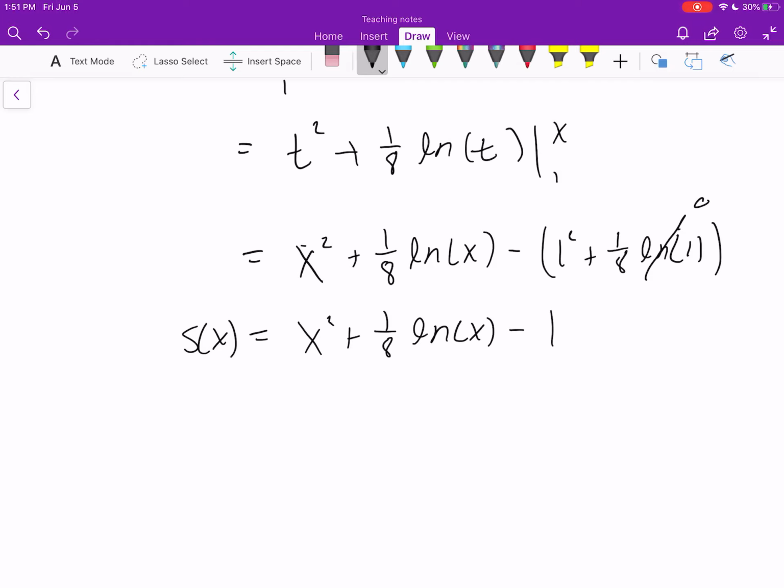And you'll need to be able to do this in Calc 3. Sometimes it's easier to write things in terms of the variable s than it is to write them in terms of x. And so you'll need to be able to do this in order to write things as functions of arc length instead of functions of x. So I'm going to stop the video here. That is the last piece of this section.